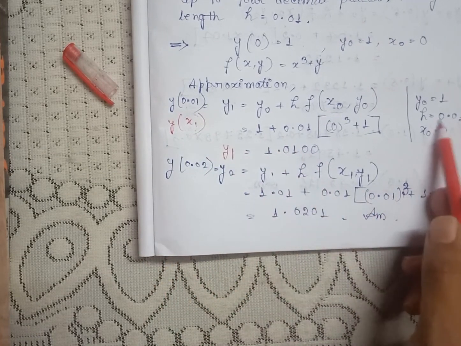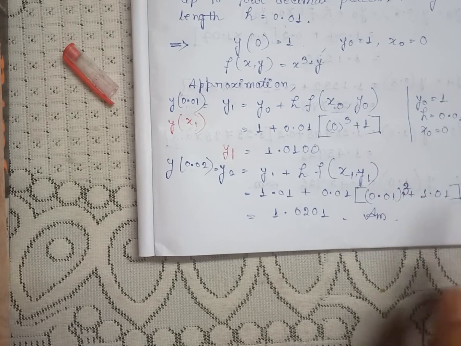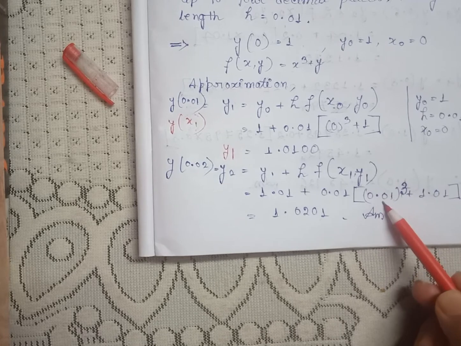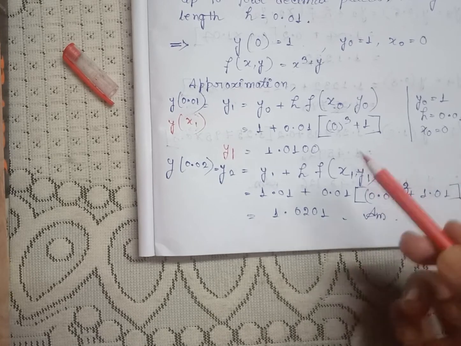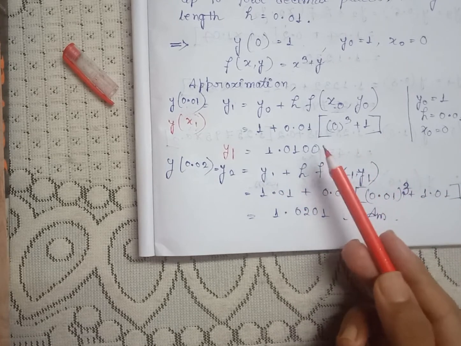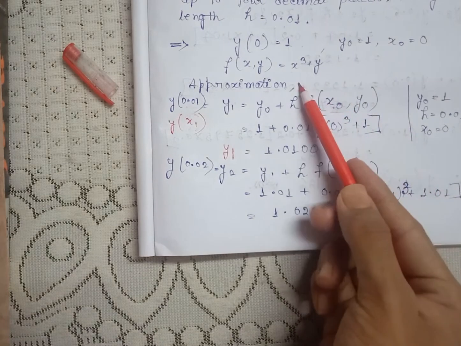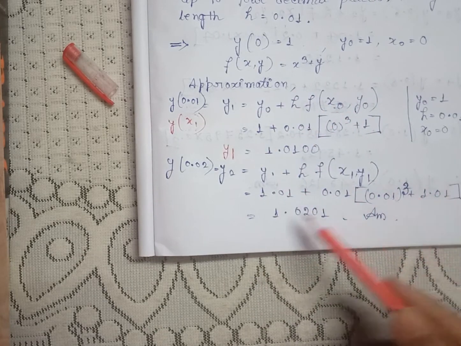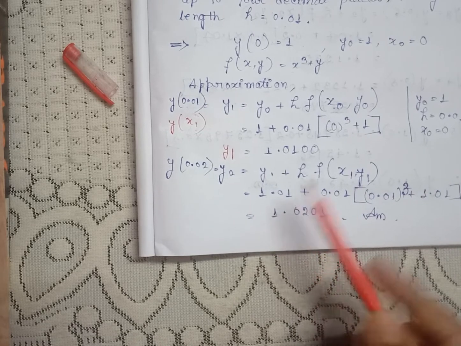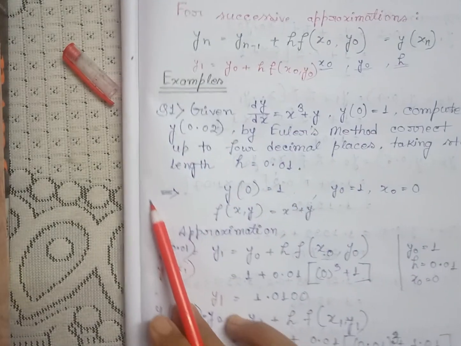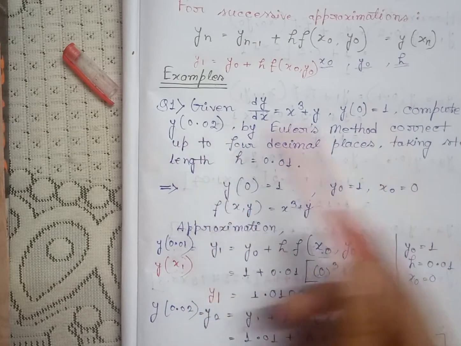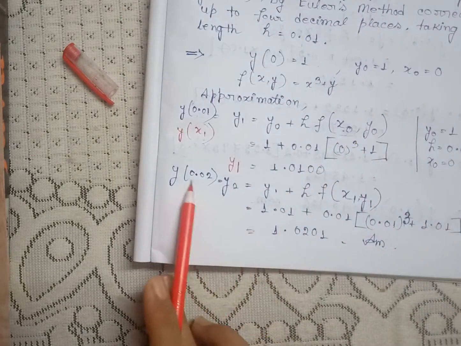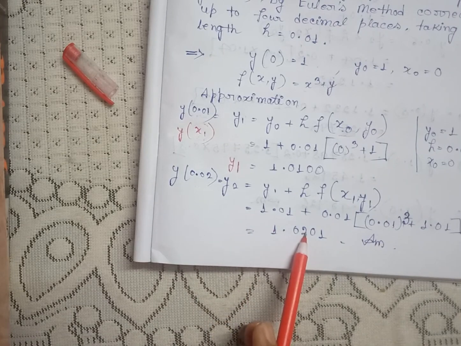The h value just remains the same, right? Now the x's value, in this case, will be the previous step value, which is 0.01. So we put that into the formula, 0.01 cube plus the y1 value here, and we get this answer. Now, if you focus on the question, we were asked to compute the value for y of 0.02, and we have done exactly that. So this is our answer.